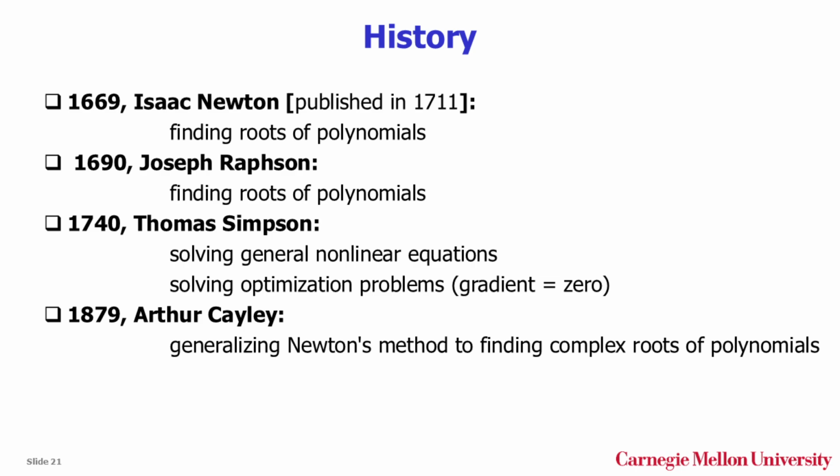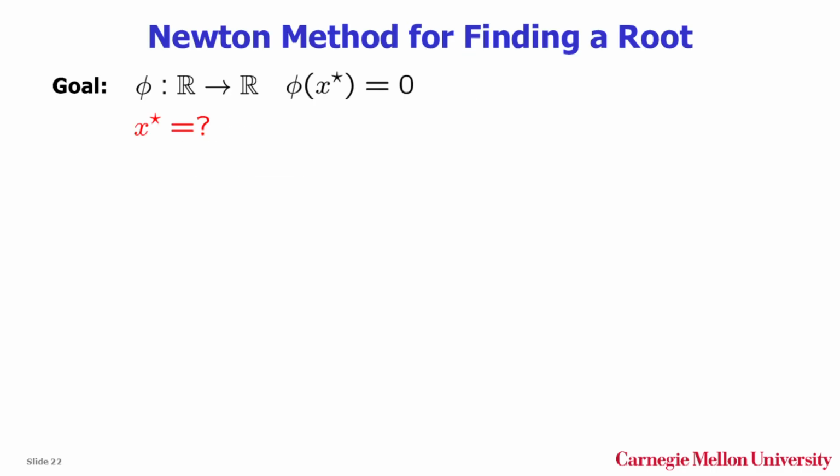In 1740, Simpson described it as an iterative method for solving general nonlinear equations and showed how to use it for optimization problems. So, interestingly, it seems that Newton himself never applied his method to optimization. In 1879, Cayley further generalized the method to complex functions and complex roots. After this introduction, let's begin discussing the motivation behind the derivation of Newton's method.